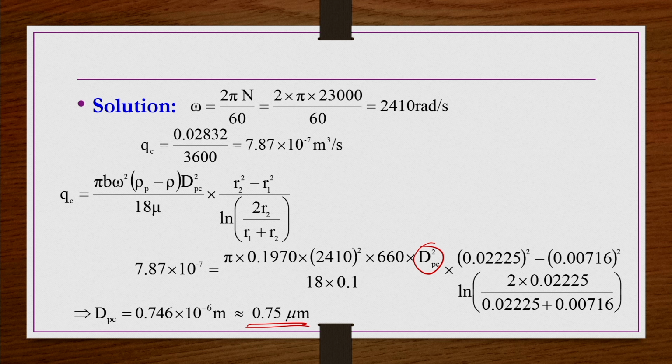That means if you provide 0.002832 meter cube per hour of feed flow rate, then particles of size greater than or equal to 0.75 microns will be separated for these flow conditions and for the fluid properties given in this problem.